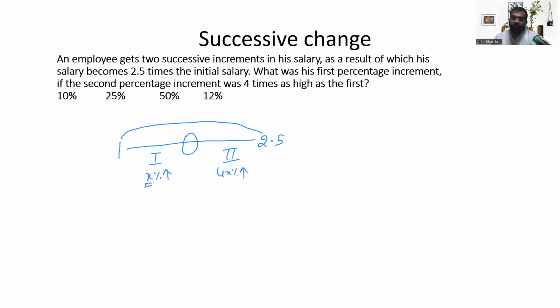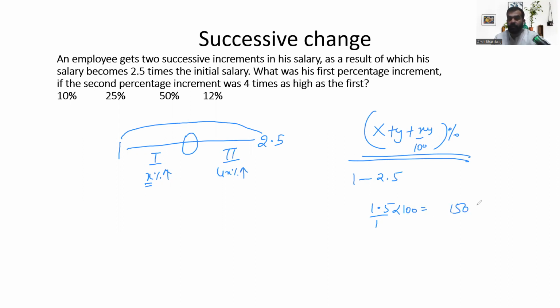So my suggestion, hit and trial is the best method. How? As we know, x plus y plus xy by 100 will give you the final successive change. Effective change this can give you, right? So 1 to 2.5, what is the change? 1.5 change in one value, into 100, and you can see this is 150% increment. Now best suggestion, use the options.